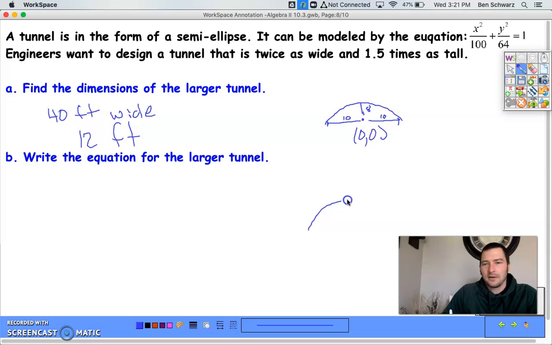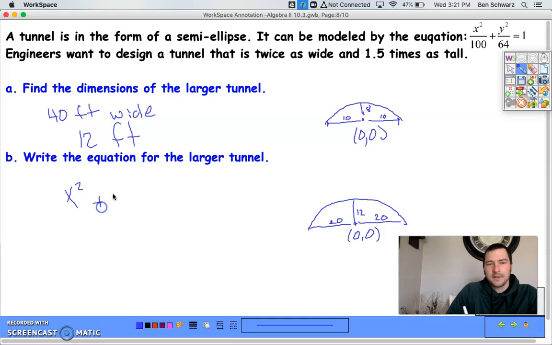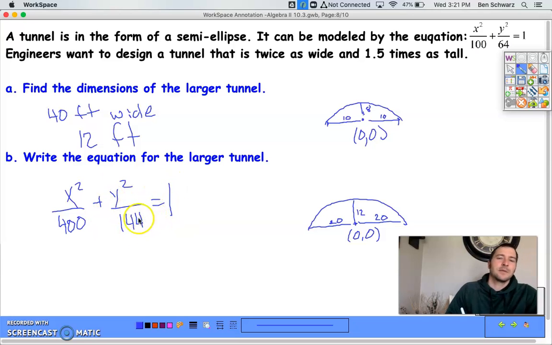So our larger tunnel now, this is 12. Since it's 40 wide, it's 20 and 20. Still at 0, 0. So for our equation, we have x squared and y squared on top. Under x squared, we're 20 away, so 20 squared is 400. For vertical, we're 12 away from the co-vertex, and 12 squared is 144, and equals 1. So that's those two examples there.